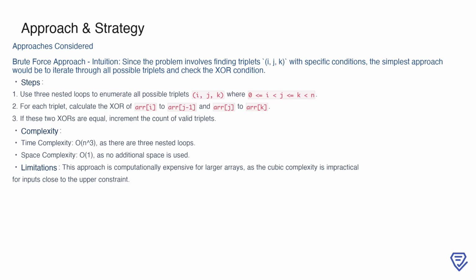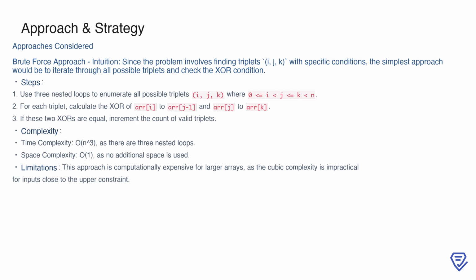To solve this problem, we first considered a brute force approach. The intuition here is straightforward: since we're looking for triplets (i, j, k) that satisfy a specific XOR condition, we can simply enumerate all possible triplets and check if the condition holds. This involves using 3 nested loops to iterate over all combinations of i, j, and k where 0 <= i < j <= k < n. For each triplet, we calculate the XOR of elements from ARR[i] to ARR[j-1] and from ARR[j] to ARR[k]. If these two XORs are equal, it means the triplet is valid, and we increment the count.